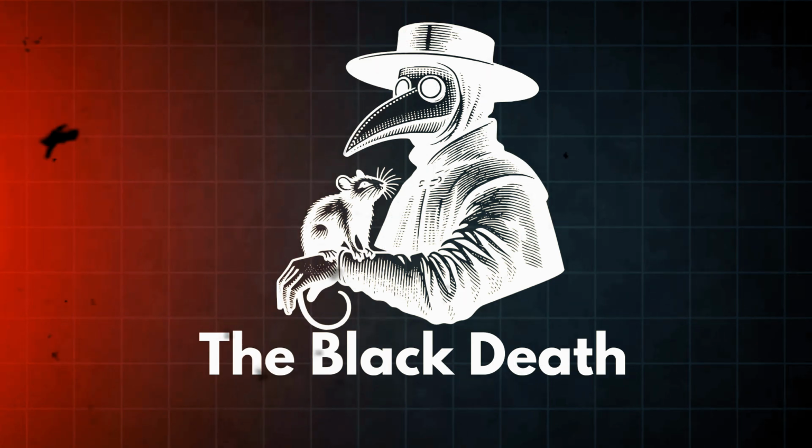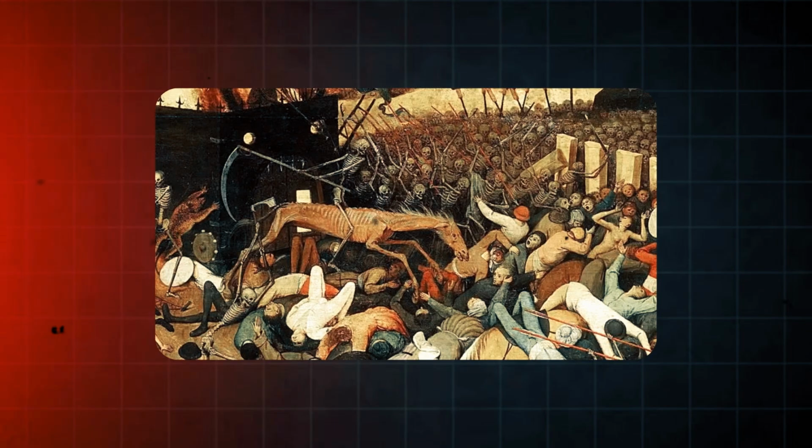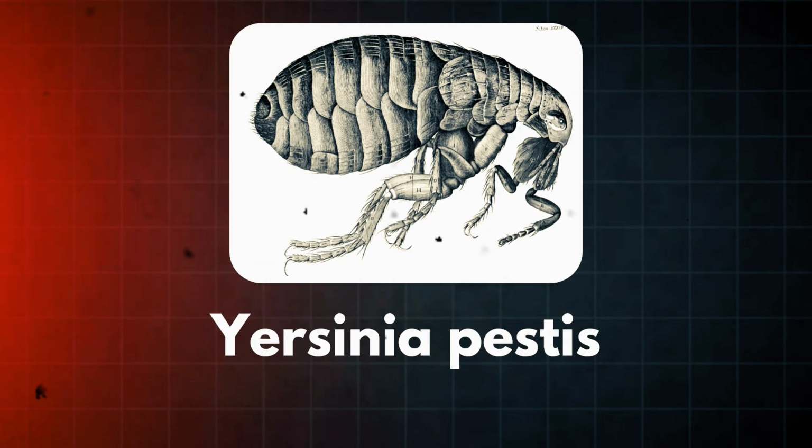The Black Death, 14th century. We begin in the mid-14th century, when a mysterious and terrifying plague swept across Europe, eventually earning the name the Black Death. In some regions, it wiped out half the population within just a few years, sparking fear, chaos, and societal transformation. Caused by the bacterium Yersinia pestis, often spread via fleas on rats.